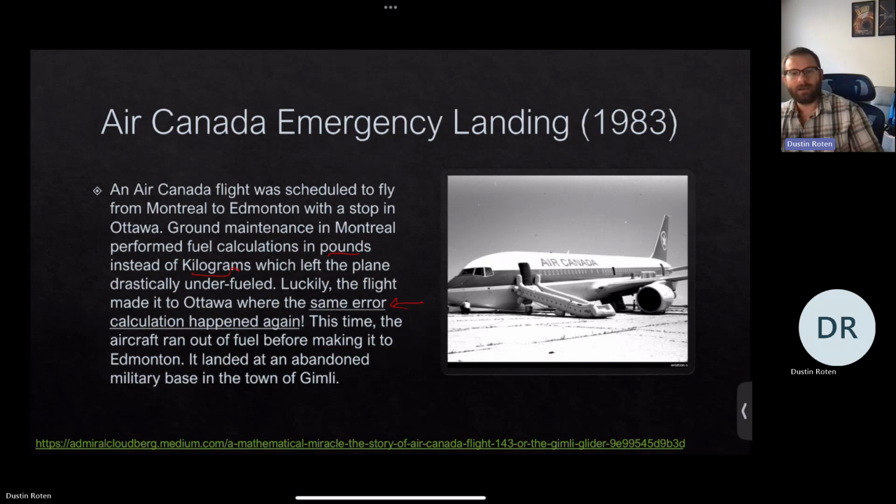So it actually had to come in for a gliding landing at an abandoned military base in the town of Gimli. That's why this aircraft is known as the Gimli glider. I think it flew for 25 years after this. They actually repaired it. So these are, so far, three examples of where people could have died just because units were incorrect. So even though it feels tedious when you do it, clearly it's important.